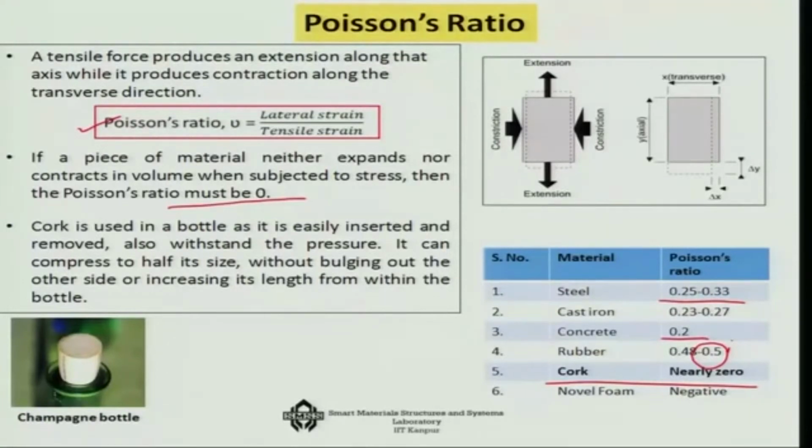That means, when we are contracting the material or expanding the material, let us say just like that rubber experience, when I am expanding the material, instead of contracting, can it expand in the other direction? Yes, in certain cases it can. Let me just show it to you through an example.